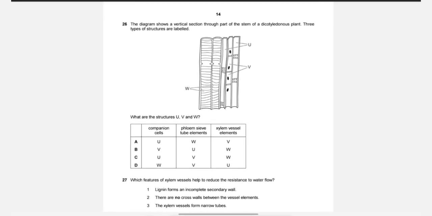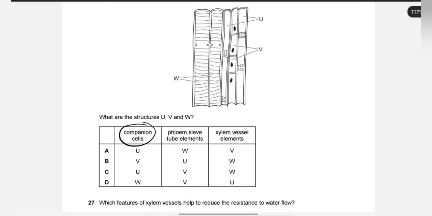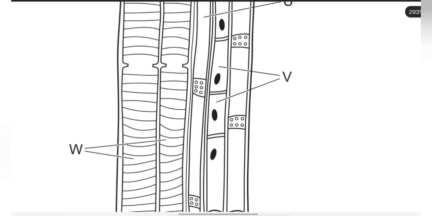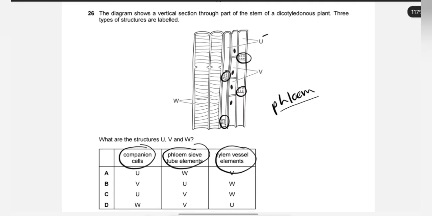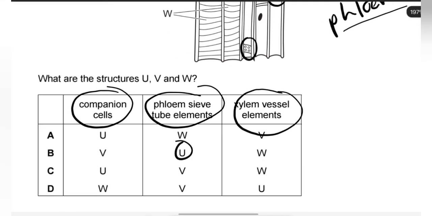The diagram shows a vertical section through part of a stem of a dicot plant. 3 types of structures are labeled. And it says, what are the structures U, V, and W? From our answers, we see we have the companion cells, the phloem sieve tube elements, and the xylem vessel elements. Just by looking at the diagram, we can see sieve plates, and we know that we only find sieve plates in the phloem. So phloem should be our U. And there we have it, no other U's. So I'm suspecting that B is our answer.